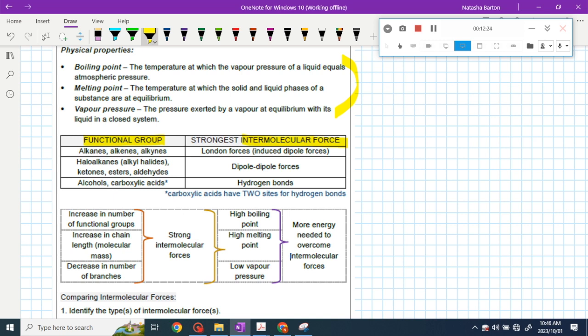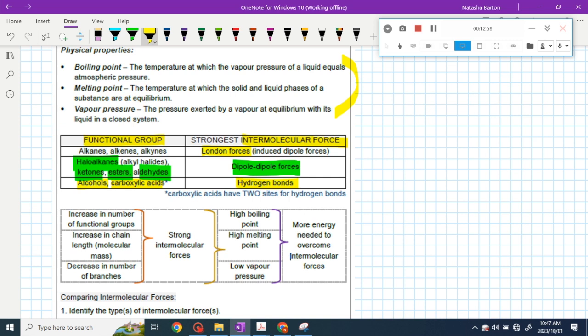Your hydrocarbons, which are your alkanes, alkenes, alkynes, have as their strongest intermolecular force London forces. Then you're going to learn off by heart your haloalkanes, also known as alkyl halides, ketones, esters, aldehydes. Their strongest type of intermolecular force is dipole-dipole forces. And lastly, alcohols and carboxylic acids contain hydrogen bonds as their strongest type of intermolecular force.